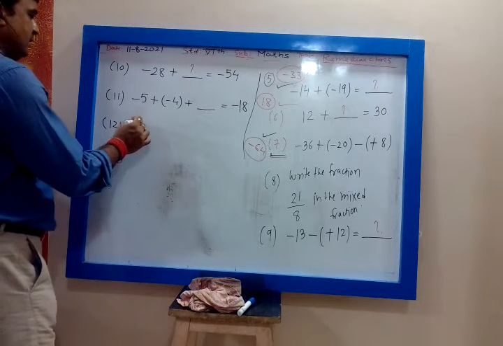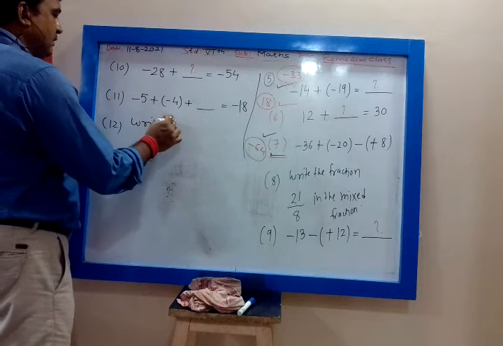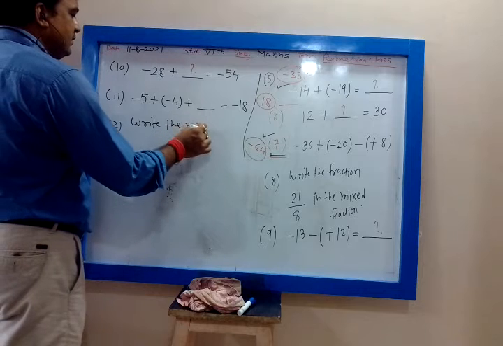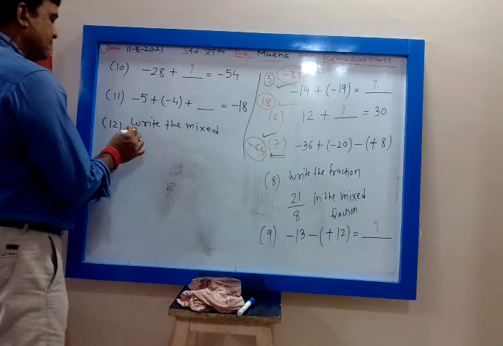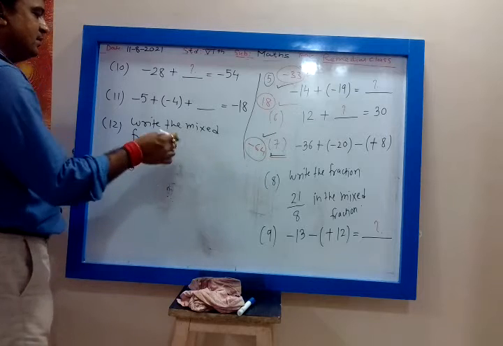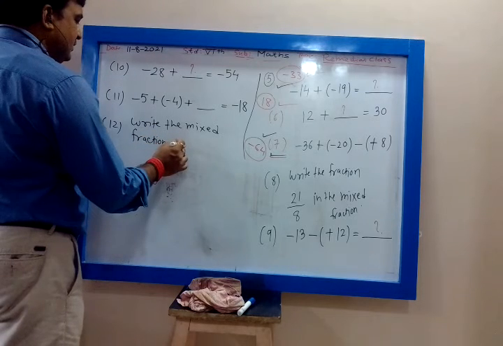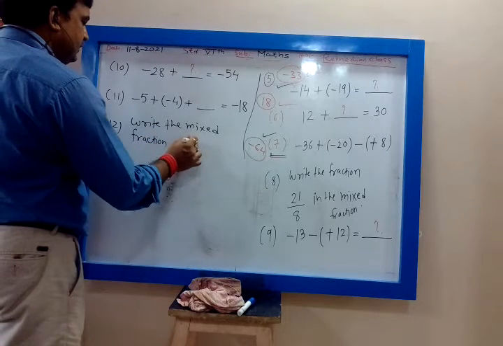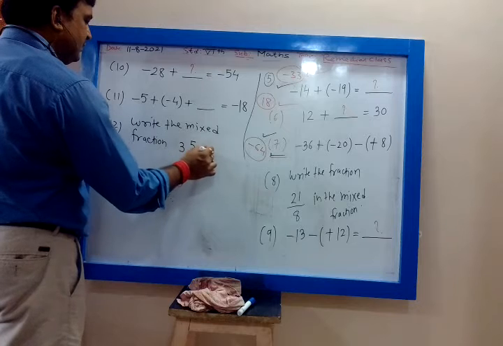Write the mixed fraction. Kishan, you are there, no? Tell me the answer of 9th. Write the mixed fraction. 3 and 5 by 7.